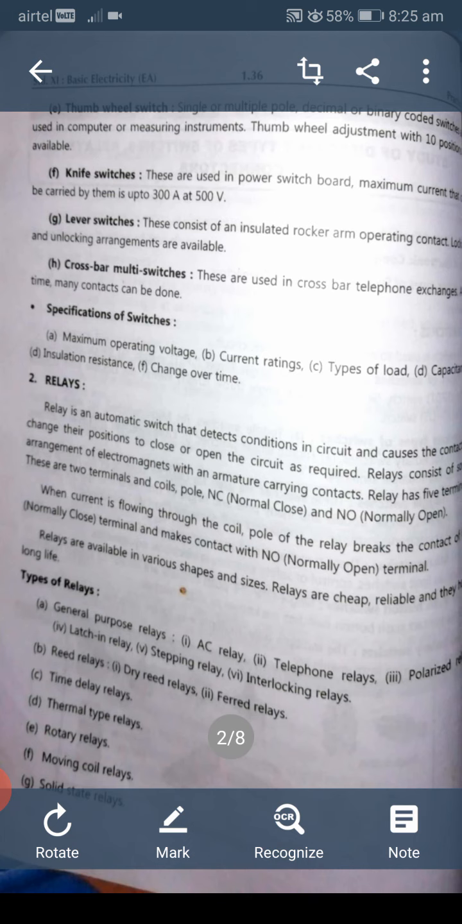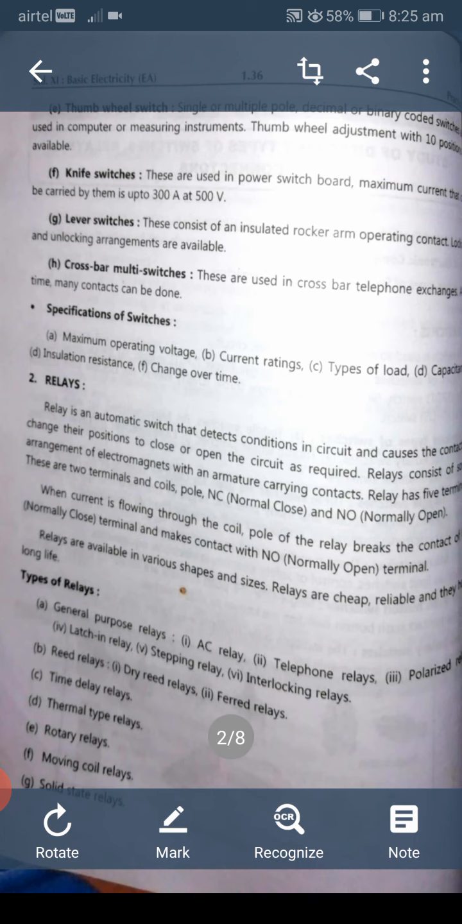When current is flowing through the coil, the pole of the relay breaks contact with the NC, normally closed terminal, and makes contact with the normally open terminal. Relays are available in various shapes and sizes. Relays are cheap, reliable, and they have a long life.